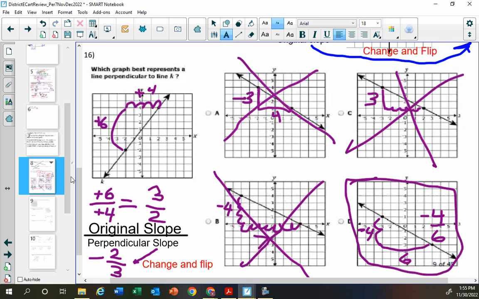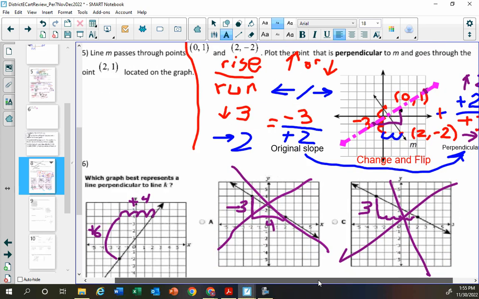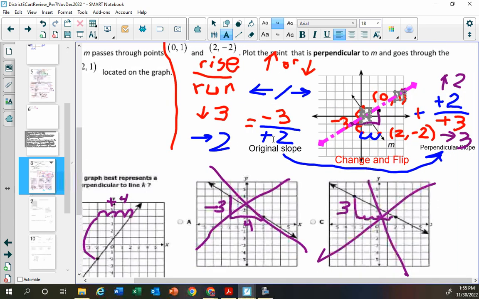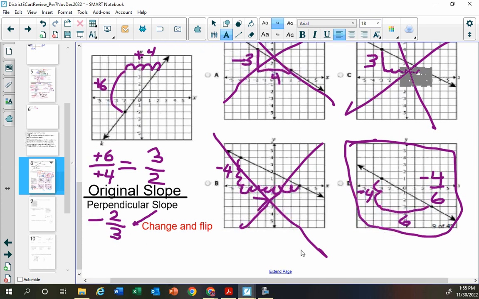So again, like before, original, perpendicular, you change and flip. So if your slope was negative, you got to make that other slope positive as you flip. If your slope is positive, flip it, make it negative. All right, questions?